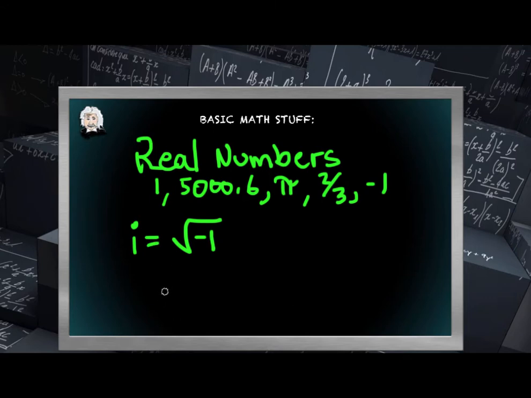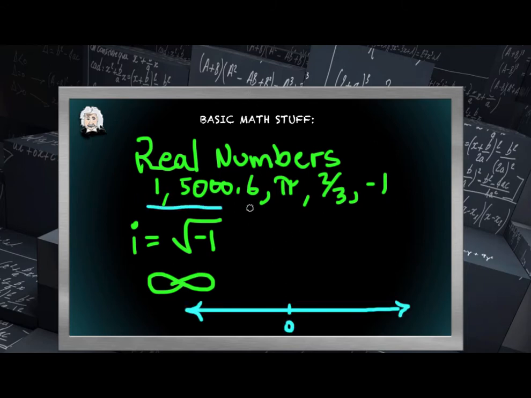Or one you're probably more familiar with and seen before is infinity. That is not a real number. But just about anything you typically think of as a number is a real number. And those real numbers make up a real number line, as we can see down here, which includes anything on our list from 1 to 5,000.6, or even in between pi and -1 and -pi, and so on.